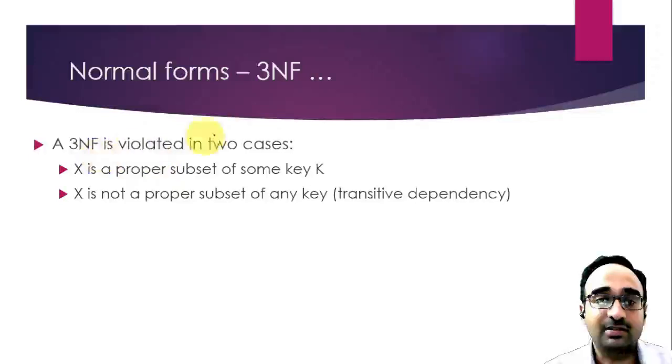So you can say that a particular table is not in 3NF in 2 cases. Either the left hand side X is a proper subset of the candidate key K, or X is not a proper subset of any key. Okay, so we are talking about the left hand side in both of these things, right? Either the left hand side X is a proper subset of the key, that is, you have only some attributes from the prime attribute set, or X is not at all an attribute from the prime attribute set. Then you can say such an FD is a transitive dependency.